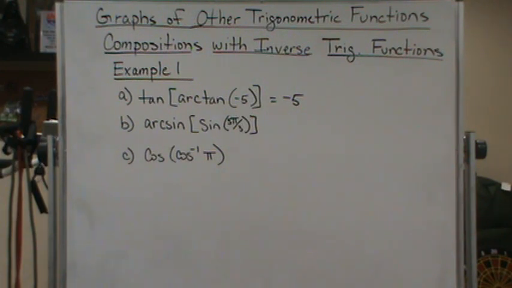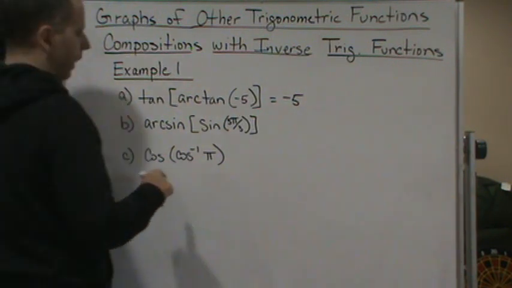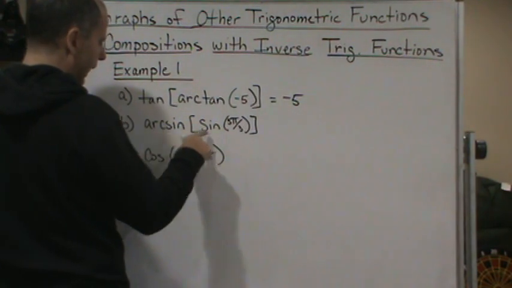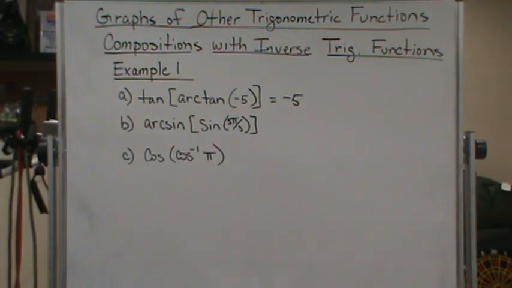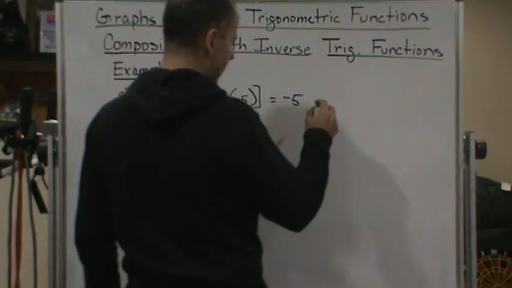So are we finished? So is this done? No, not necessarily, because here's the thing you have to look at. The range for arcsine is negative pi over 2 to pi over 2. But let's investigate a little more.